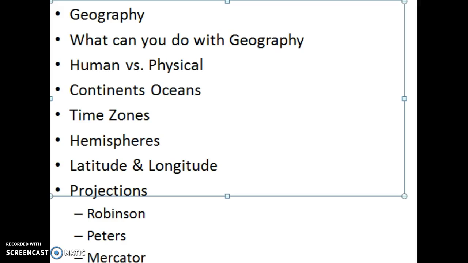We went back to basics covering continents and oceans. We introduced some information about different time zones, understanding that the globe is divided into different hemispheres, understanding that to identify absolute location we use a grid-like system known as latitude and longitude lines, and then finally we introduced the way we also identify location using different map projections with the Robinson, Peters, and Mercator projection.